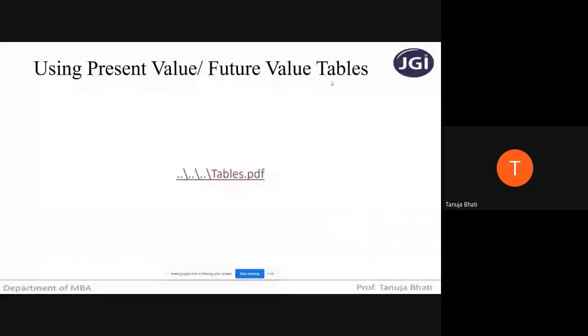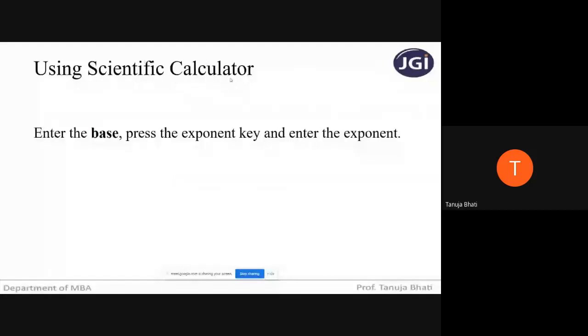Okay. Now, this was the method of using present value and future value tables in finding out a base raised to a power. Again, I repeat, there are 4 types of tables. Tables 1 and 2 are to be used for future value, and tables 3 and 4 are to be used for present value. And the tables will show only those bases raised to a power which are whole numbers or whole digits. Next, by using scientific calculators, how can we find a base to a power or exponent?